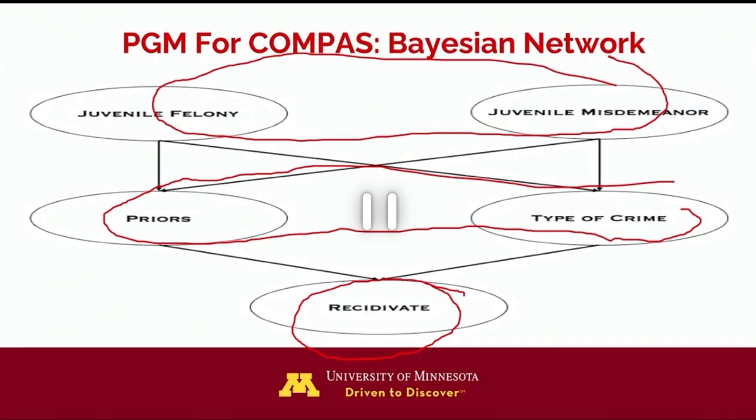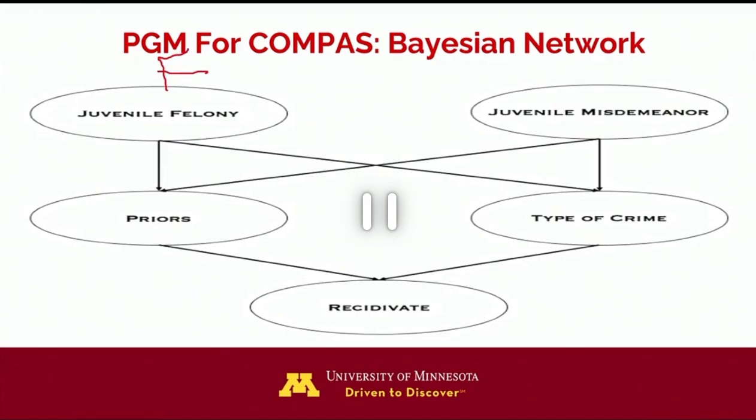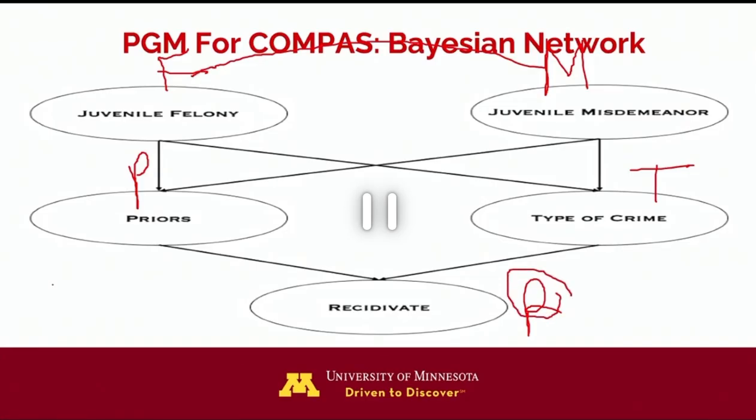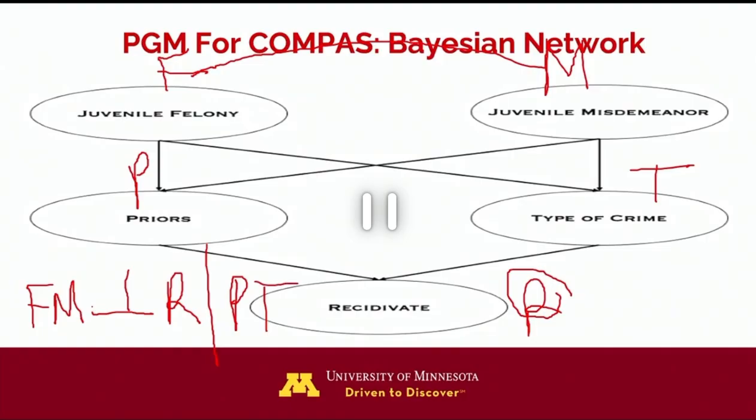Joint conditional independence. If I want to write that statistically, let me call this one F and this one M. Then this one prior conviction, maybe P, this one T, and this one R. If I want to look at the relationship between the joint of this and this, I'm going to say FM, please pay attention, is independent of R given the combination of P and T. Does that make sense?